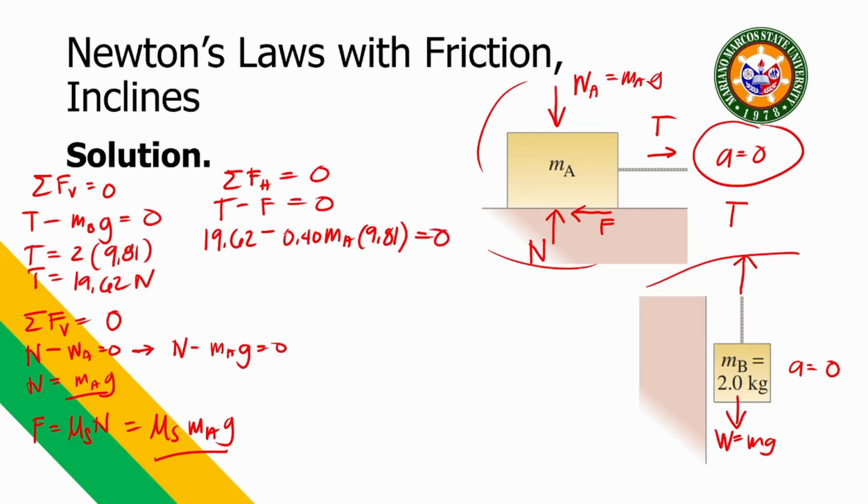Or if we transpose, nag-transpose tayo and then divide both sides by 0.4 and 9.81, makukuha natin yung MA, calculator nyo na lang, MA will be equal to 5 kilograms. So, dapat 5 kilograms para hindi mag-move yung ating system. So, minimum is 5 kilograms. So, answer.